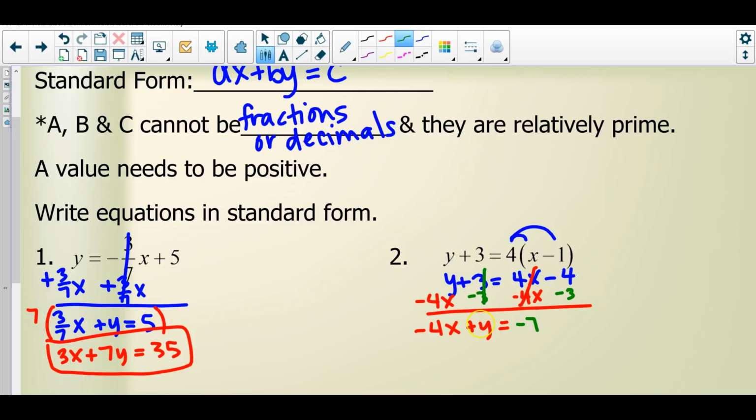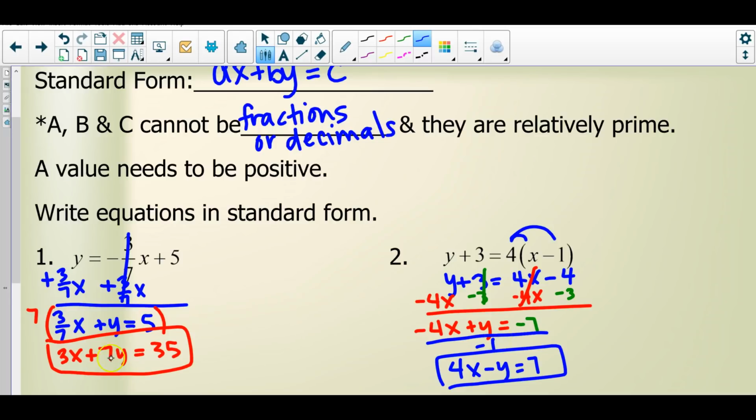Okay, so x's and y's are on the same side. They're equal to a constant, no fractions or decimals, but my a value needs to be positive. And in this case, my a value is negative. So in order to change that, I can do that pretty quickly by dividing the entire equation or multiplying the entire equation by a negative 1. This essentially will just flip my signs. So my equation in standard form is 4x minus y equals 7.